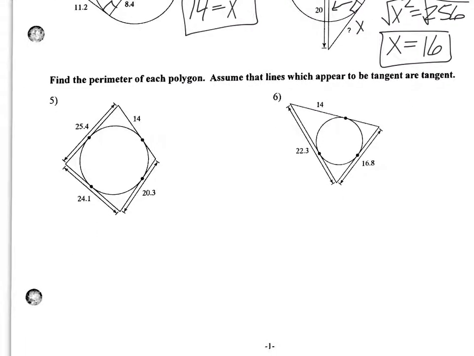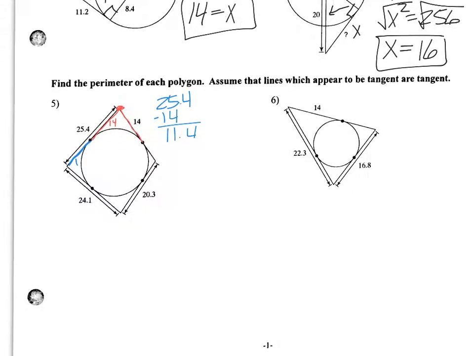This says find the perimeter of each polygon. Now, one thing to note here is that when a segment is tangent from an exterior point, so right here and right here, what I know is those are both equal. So this also would be 14. Now, I don't have to know that here only because I know that whole side's 25.4 unless I'm trying to find something else. In this case, I need to find how long that segment is. So how do I do that? I'm going to do 25.4 minus the 14. If I do that, I get 11.4. So that tells me this right here is 11.4.